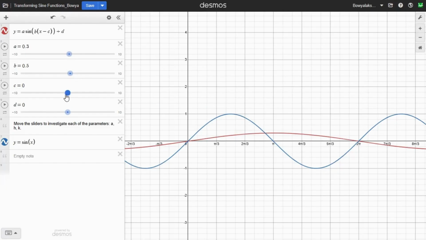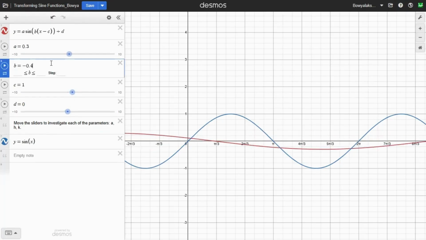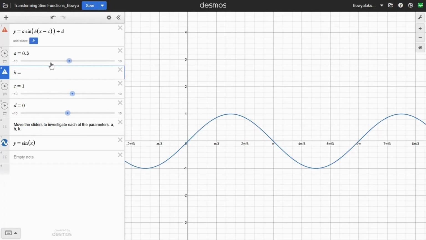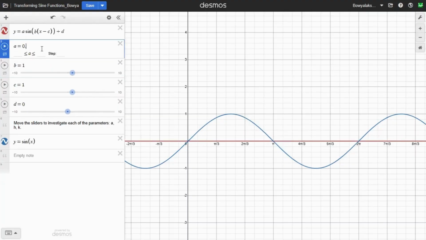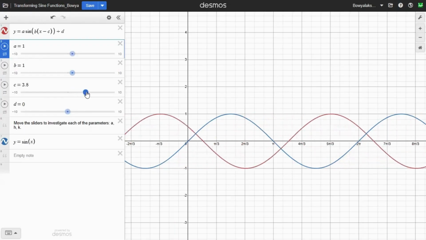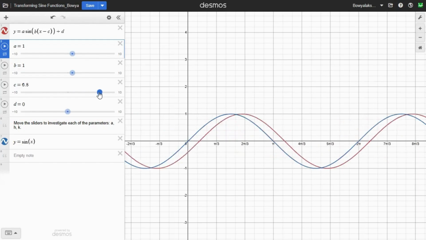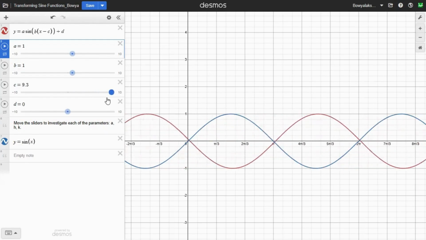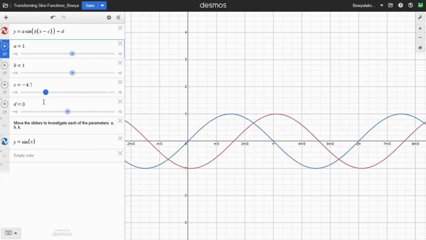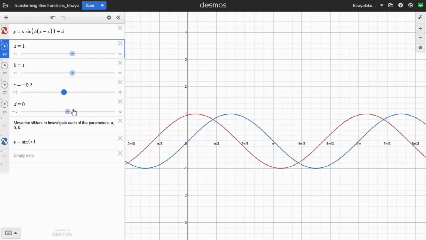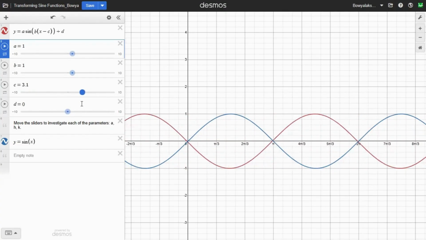So that's it. And next one is C. Let me make B as 1 and A also 1. Then C, let me change this. When I increase C, it goes to the right side. Correct. It moves right. When I decrease C, it moves left. That's it. So it's a phase shift, we say, especially here. It's nothing but a horizontal shift.